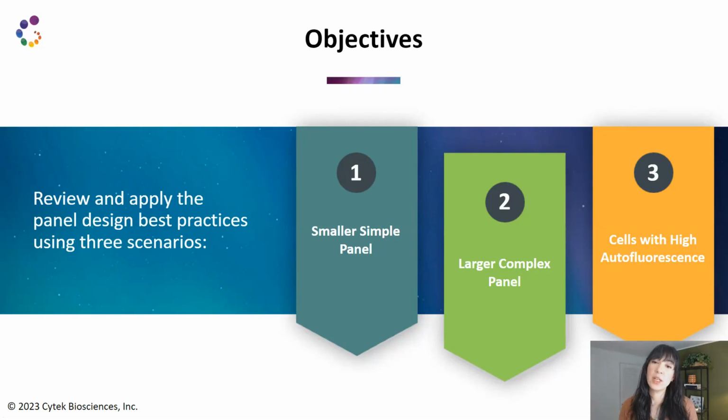And then the third situation is for those of you who may be running a panel on cells that have high autofluorescence. I'll talk about exactly what that is, how you figure out if you're in that situation, and some tips for that specific scenario. So remember these 3 scenarios. I'm going to go through them as I go through the talk, and I'll call these back.